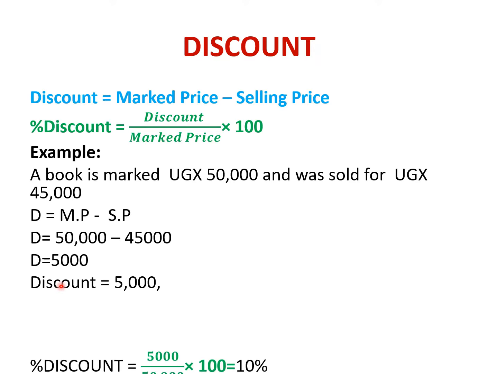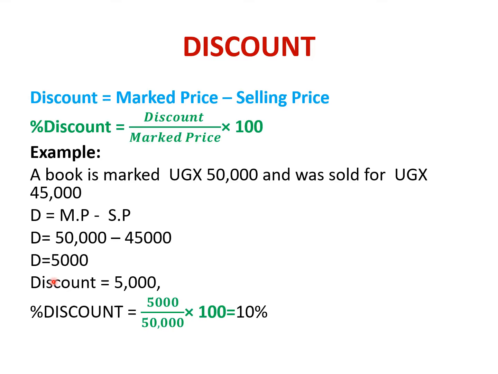And then for the case of percentage discount, you can say discount, which is 5,000, divided by market price, which is 50,000, times 100, and the answer is 10%. So it means that when teacher Isaac was given a discount of 10%, it means that he paid 90% of the market price.